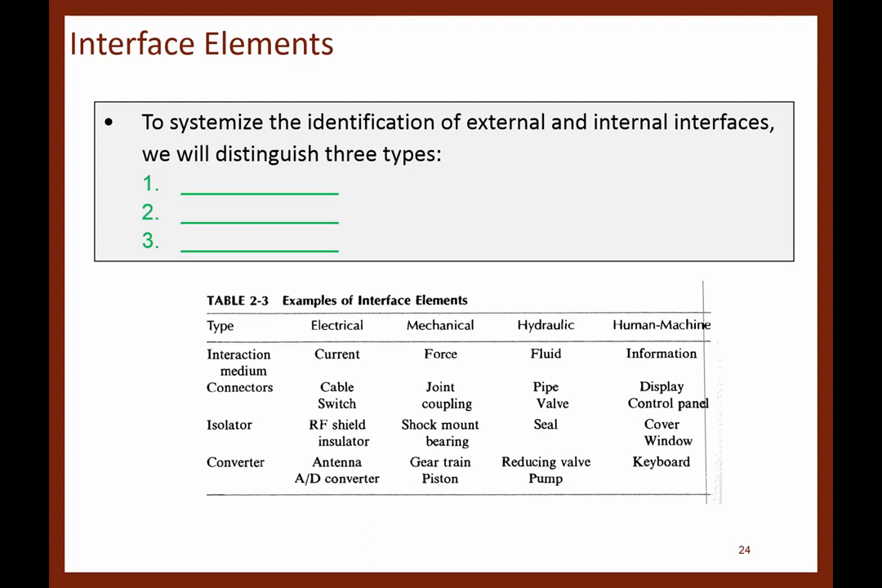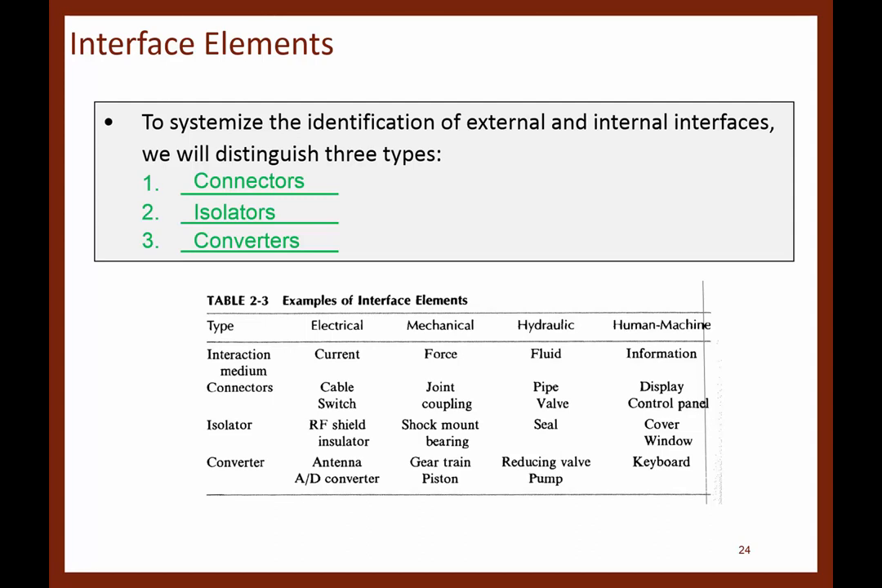So to systemize the identification of external and internal interfaces, we'll distinguish three types: connectors, isolators, and converters. And there are examples of interface elements. There are the three types that are listed here, connector, isolator, and converter. And then we have four different types. So, for example, for electrical, the interaction or the medium will be the current. For connectors, that could be the cable or the switch. For the isolator, that could be a shield or insulator, and the converter could be the antenna.